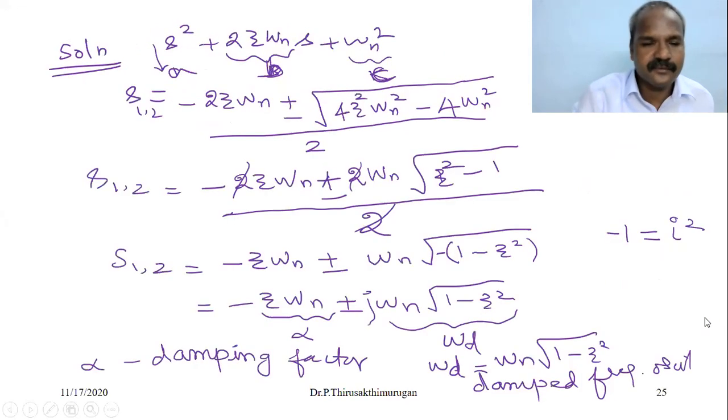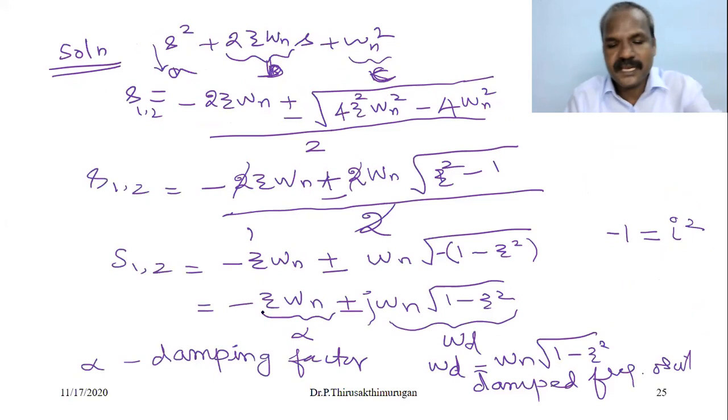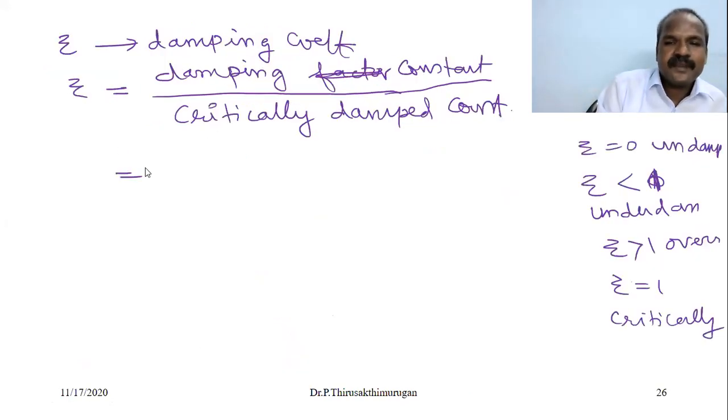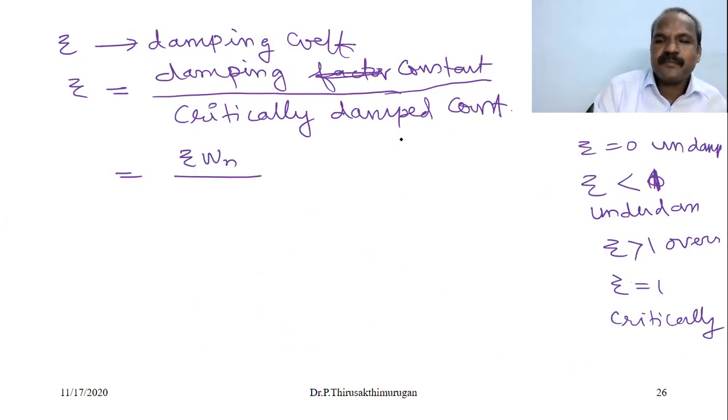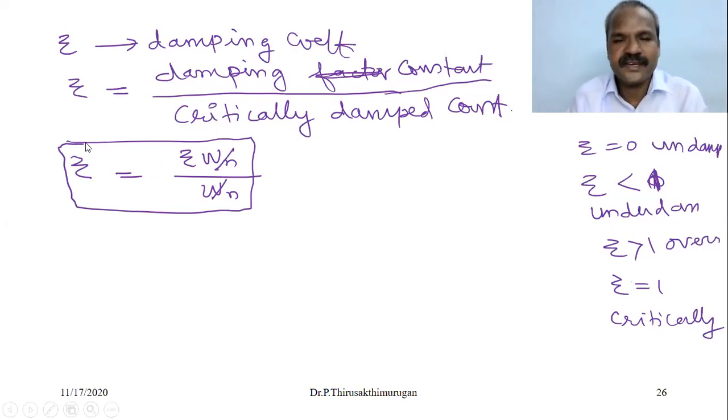See, from this expression, you just put the zeta value as 1. So this becomes omega n. So the damping factor becomes zeta into omega n. As per the definition, the damping constant is zeta omega n. What is the critical damping constant? Just omega n. So omega n cancels, it becomes zeta. So this is the definition for damping factor, damping coefficient.